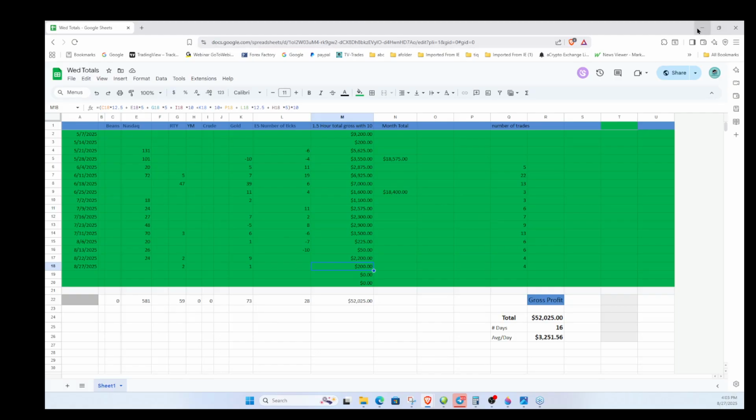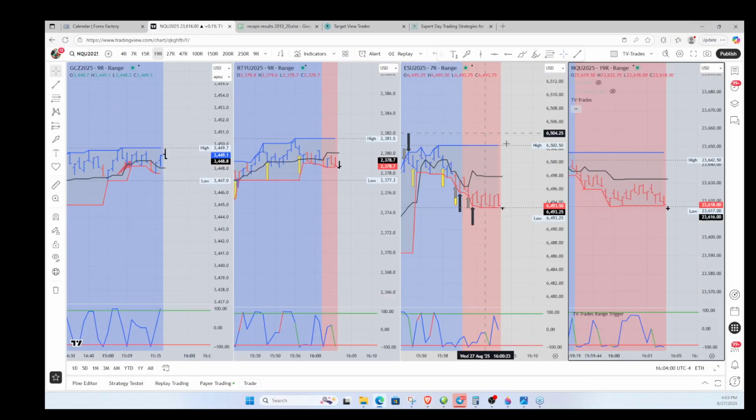I was really hoping we were going to get another shot at it here, but it doesn't look like we're going to. Nope, it doesn't look like we're going to.